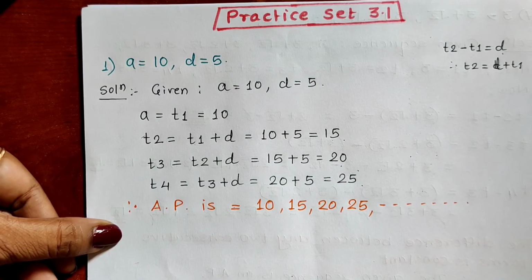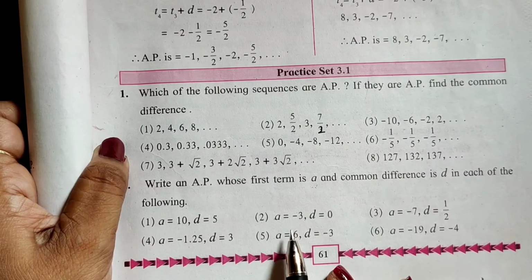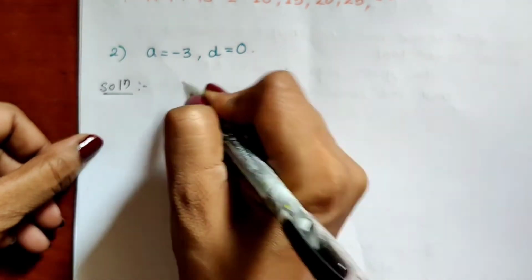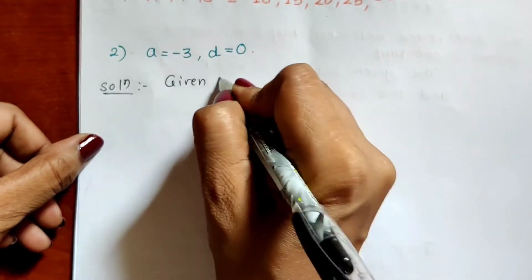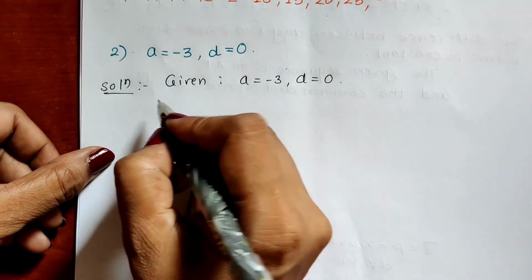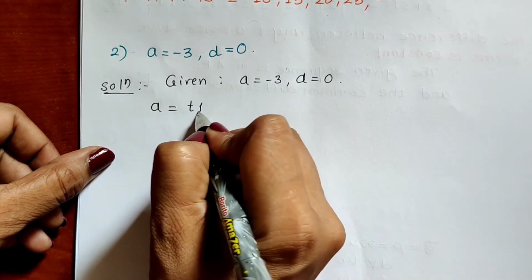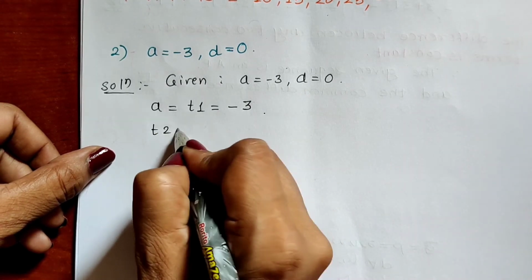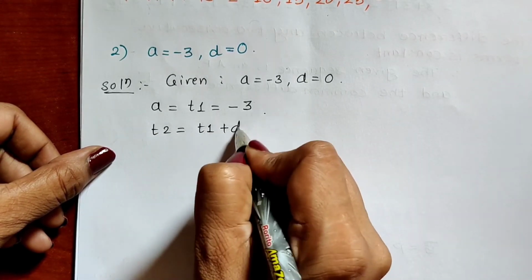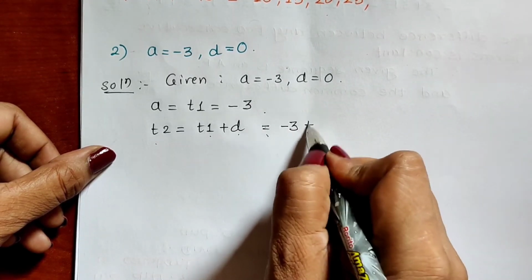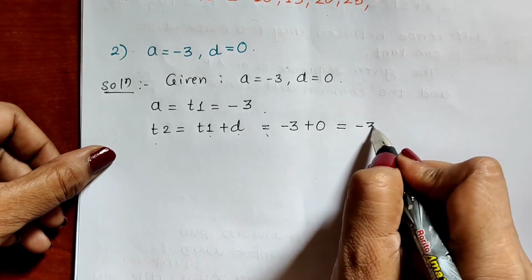Let's do the second sum. A is equal to minus 3, D equal to 0. So what do we write in given? Given is A equal to minus 3 and D equal to 0. So A means first term. A is equal to T1 is equal to minus 3. Okay. How to find T2? T2 means T1 plus D. Second term means first term plus common difference. First term is minus 3 plus common difference is 0. Minus 3 plus 0 will be minus 3.